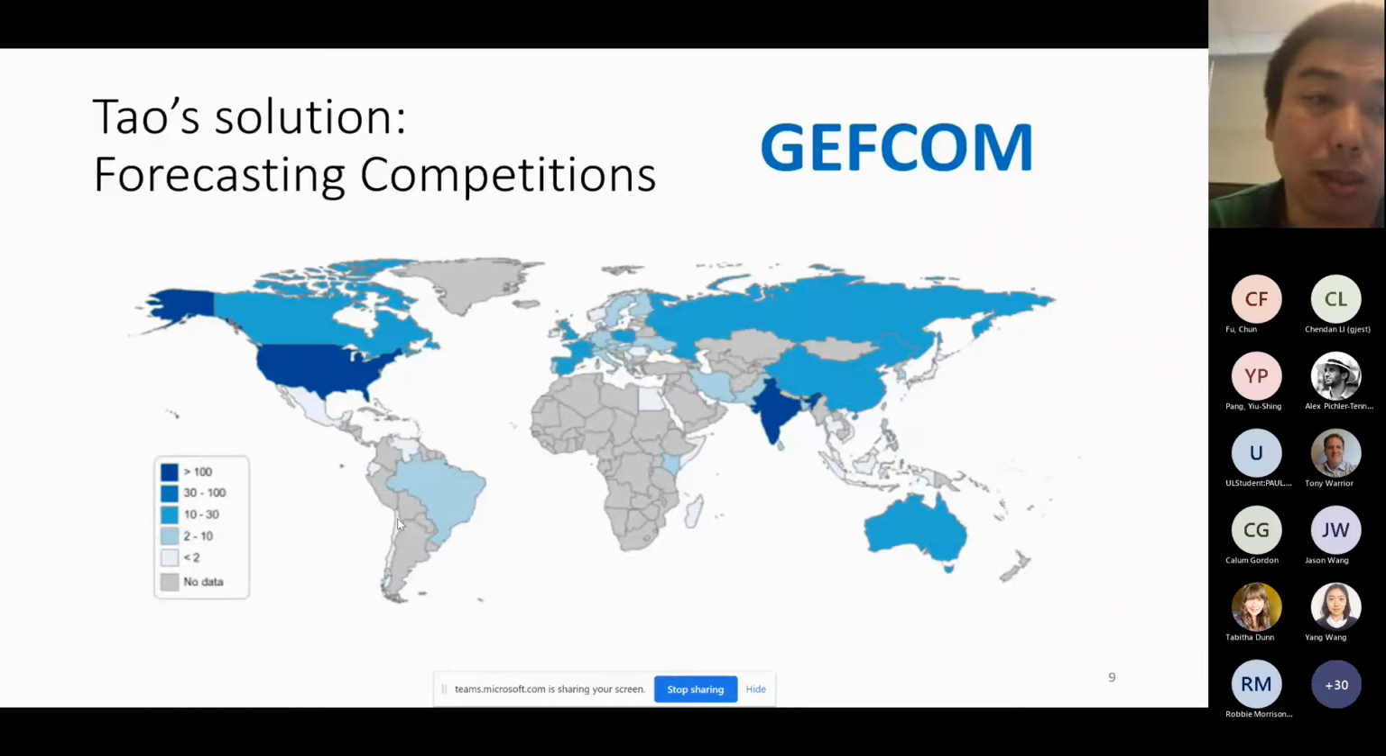And here's a heat map showing you where the contestants were from. We attract thousands of contestants from different business sectors around the world to join these competitions. And then they help bring in new ideas. They help advance the field.